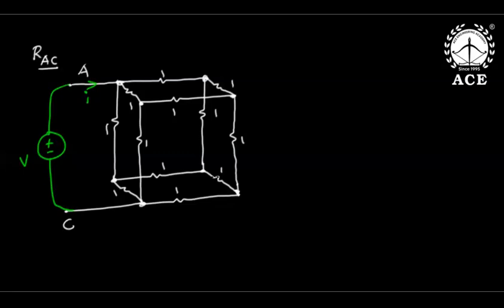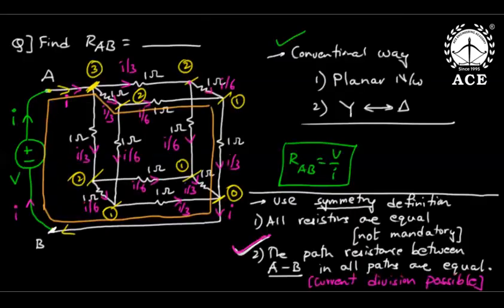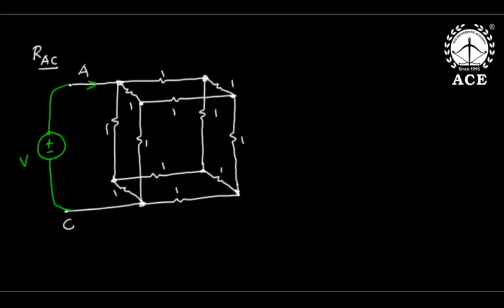So you cannot directly do current division. First of all, we do current division if the elements are perfectly parallel. They are not parallel. Moreover, the path resistance between AC in all paths is not equal, so we cannot directly do current division. That is a big challenge here. Then what will we try to do? We will try to implement 2 important extra things.